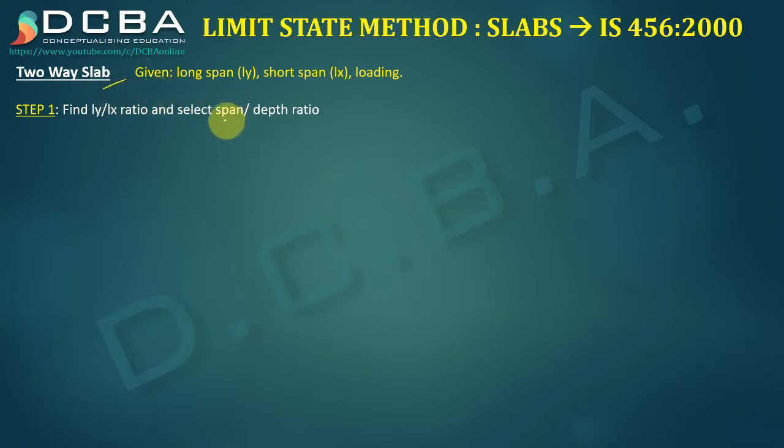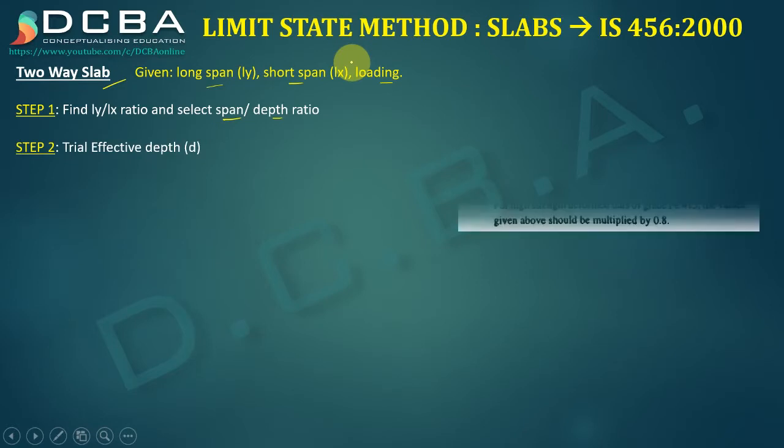And then we have to select the span to depth ratio, right? Again, the given things would be: long span, short span, and loading. Not necessarily Ly and Lx. What I am exactly saying is that the long span and short span can be given in terms of clear spans and not effective spans, whereas Ly and Lx are effective spans. Step 2 is the trial effective depth using the span to depth ratio.